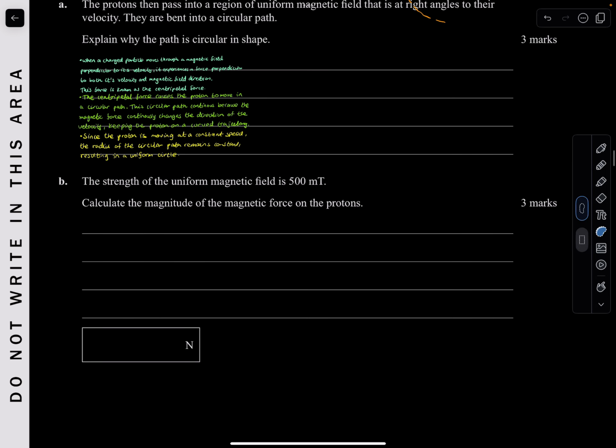That's why I've written a lot, so you guys can read it and fully understand how it's being produced. But of course, you just want to write one dot point for each. Three dot points that specifically tell us what's happening. So let's do B now.